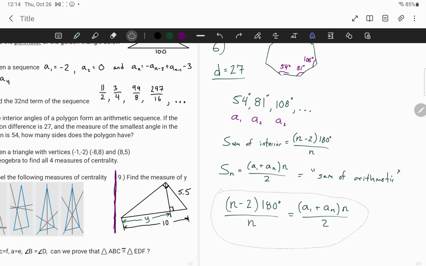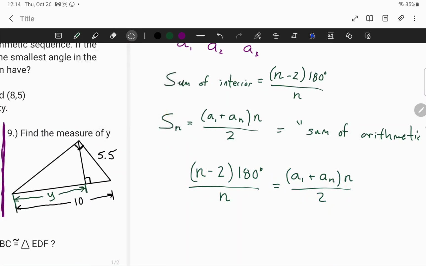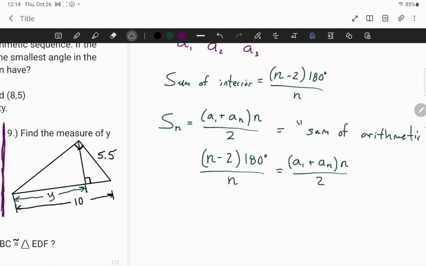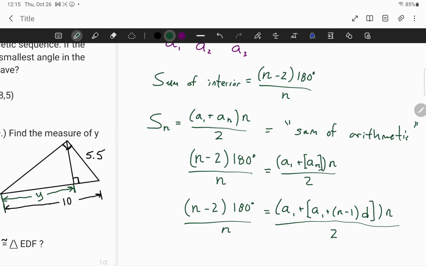So start filling in things here. A sub n for an arithmetic sequence is going to be, put that in brackets here, it's going to be a sub 1 plus n minus 1 times d. That's going to be multiplied by n divided by 2. We know that d is 27 and the a sub 1 is 54.